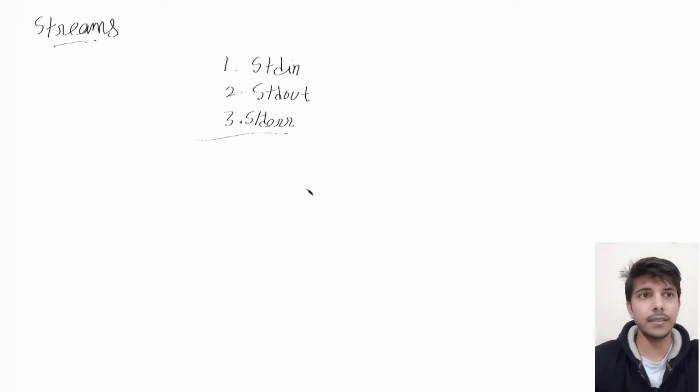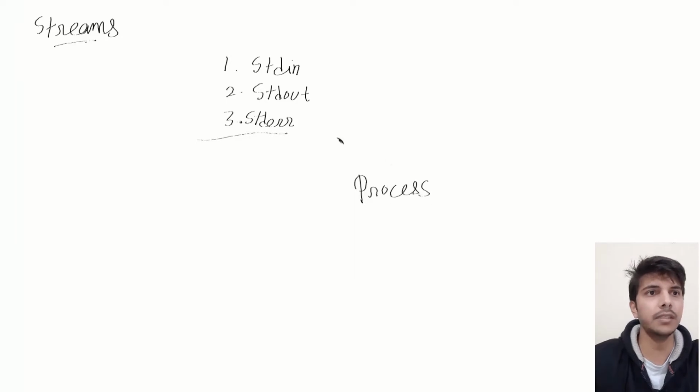Now the question arises, who uses these streams? The simple answer is the processes. Any process can use these streams to take input from another location and to send the output, standard output, or the error to another location. Now what is a process? A process is any program that is in running state.